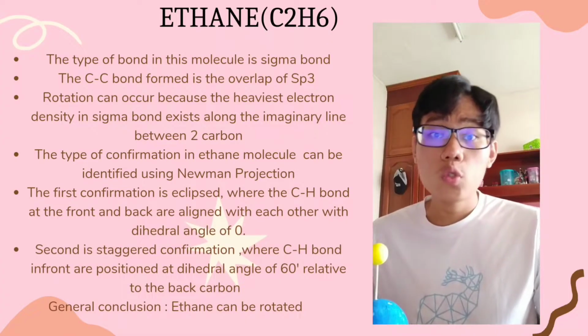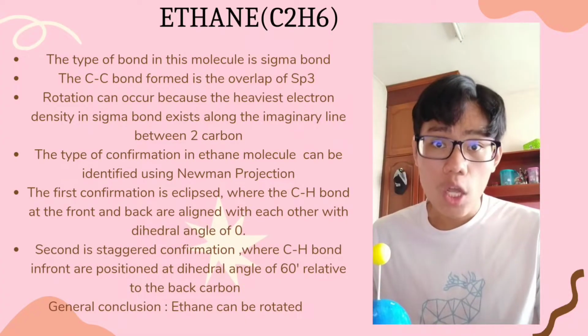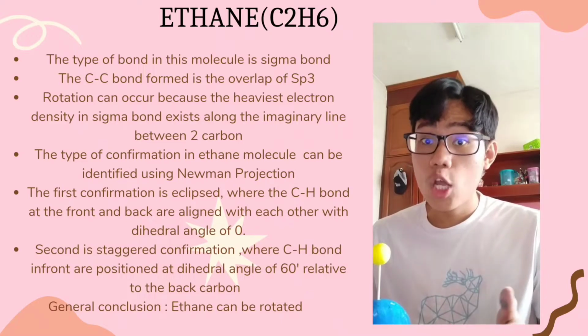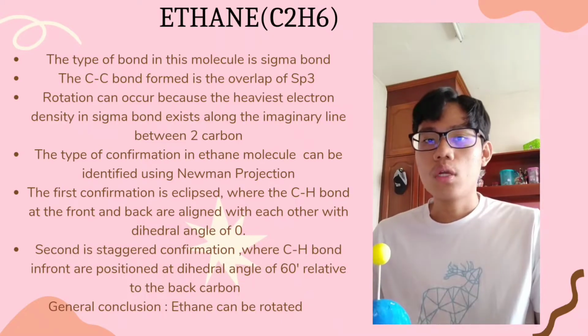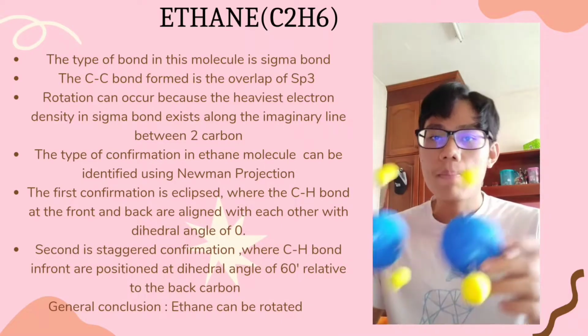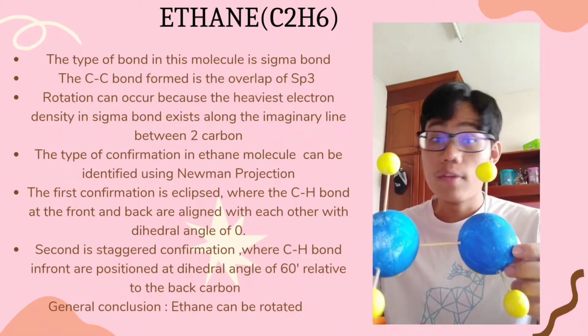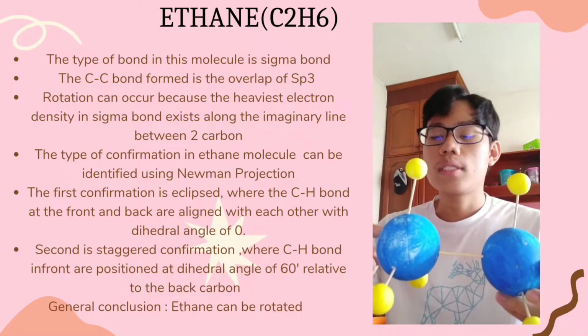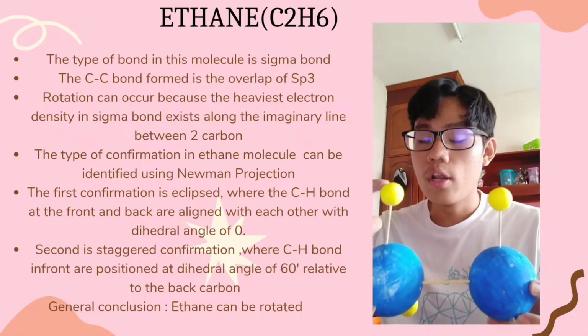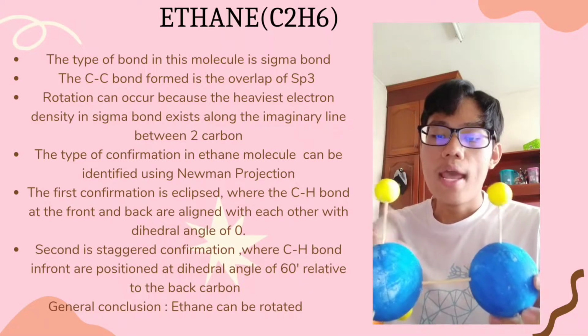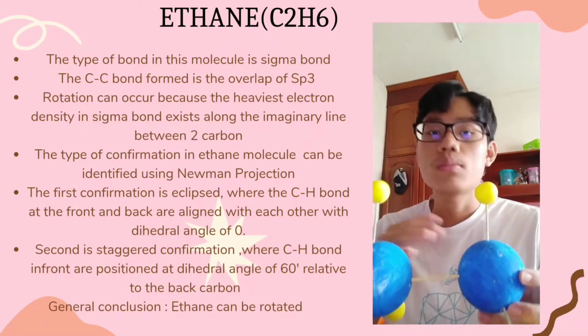Good morning everyone. So today I will be discussing the ability of ethane, ethene and ethyne to rotate in organic molecules. Let me show you the model we have already made. This is the model of ethane, and the big blue ball represents the carbon atom, while the small yellow ball represents the hydrogen atom, and the sticks represent the bonds between them.